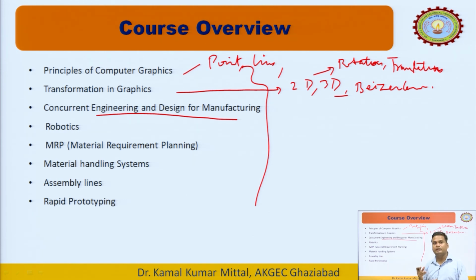So to develop a product, concurrent engineering is very good. And design for manufacturing means design for manufacturing and assembly. We make such components that are easy to assemble and disassemble also, like modular components.